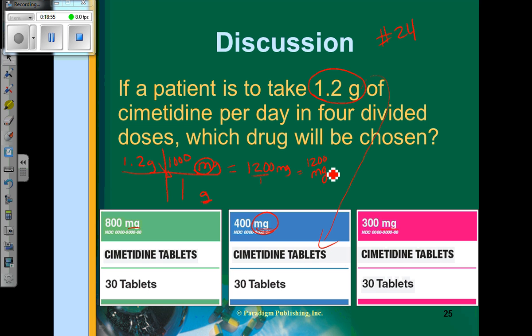Okay, then you want it to be divided into 4 divided doses. So all you do is you take 1,200 and divide it by the 4 doses, and it should come up 300. So this would be the one that you would pick, the one with the 300 milligrams.